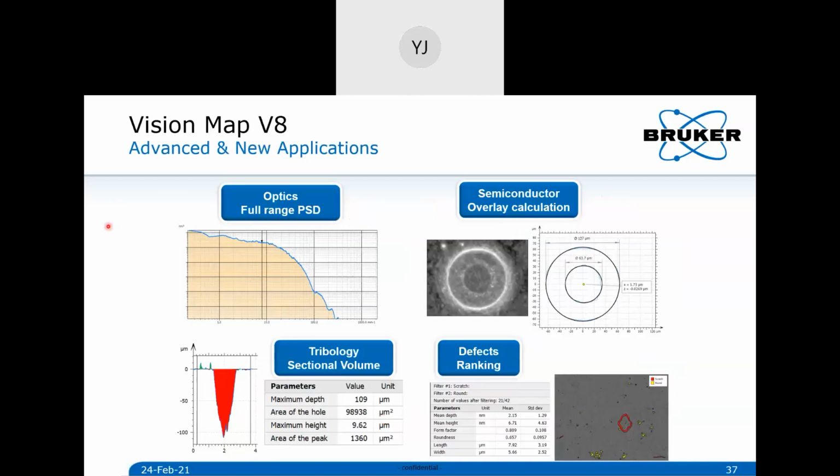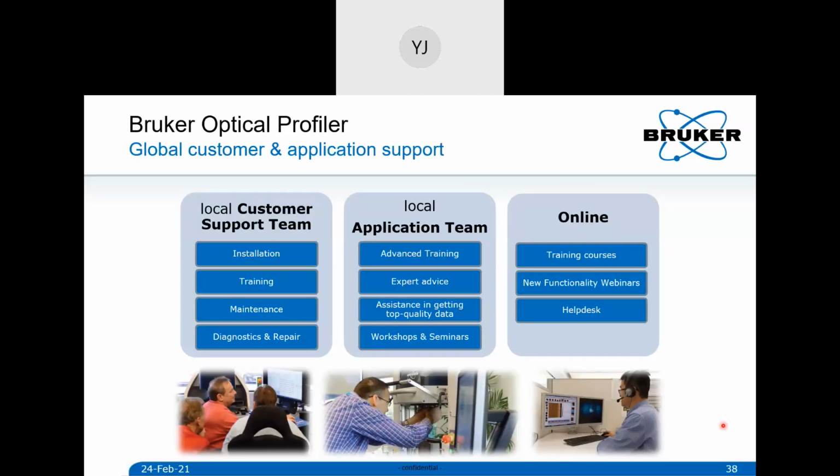Also with this you can now get more applications, right? You can do full optical range, full range PSDs. You can measure the sectional volumes of tribological features like a scratch: what's the maximum depth, what's the area of the hole, etc. And if you have a semiconductor, you can do overlay calculations. You can rank the defects on your sample, right? Those kinds of things.